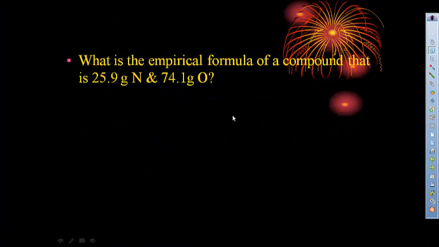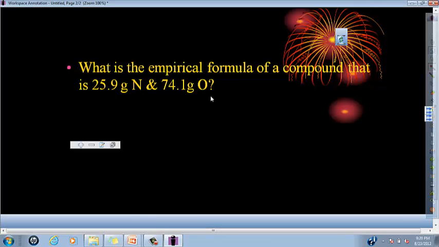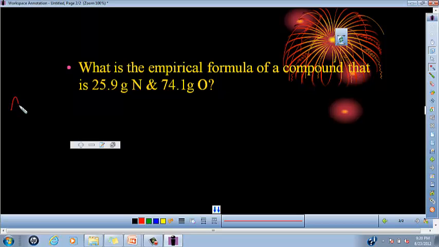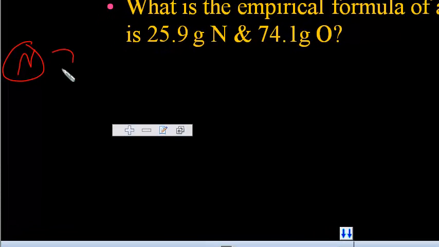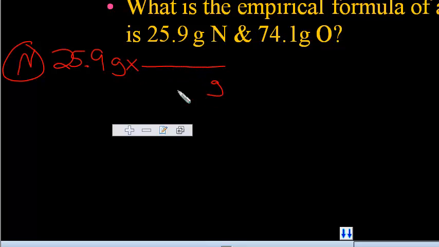There we go. Okay. Alright, so this problem, what is the empirical formula of a compound that is 25.9 grams of nitrogen and 74.1 grams of oxygen? Alright, so we're going to start with our nitrogen. The first step was take the grams and convert it to moles. Alright, so you got grams on top, so you got to put grams on the bottom, and it would be the molar mass of nitrogen, and 1 mole on top, so that cancels your grams. Alright, and then you've got your answers, 1.85.